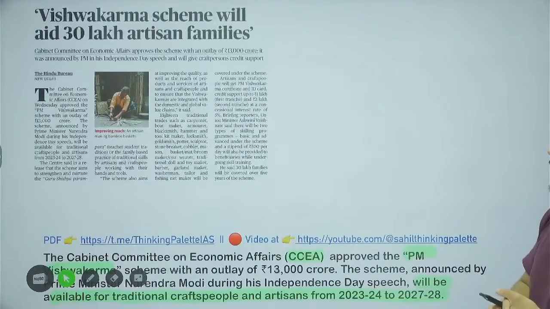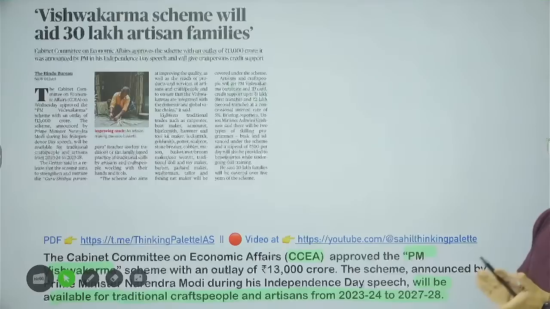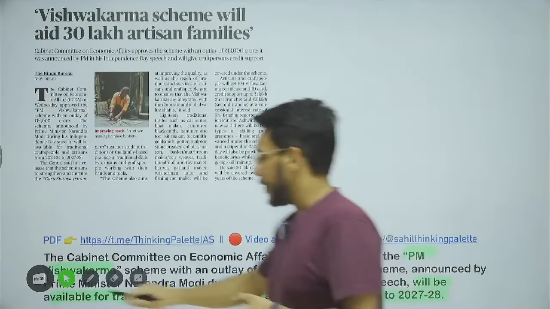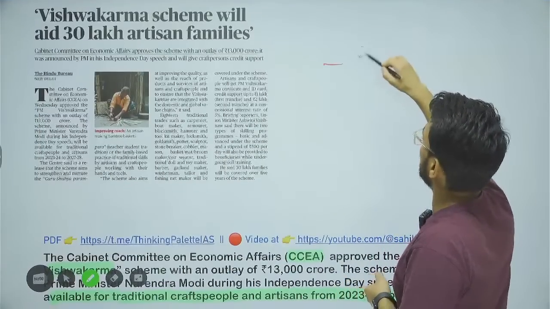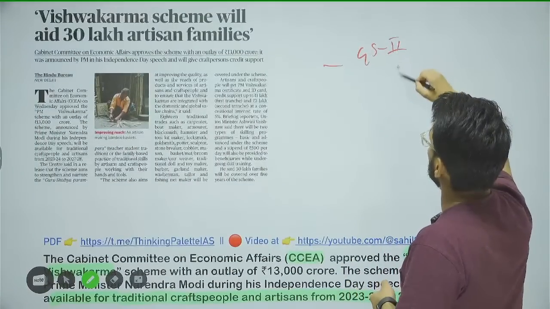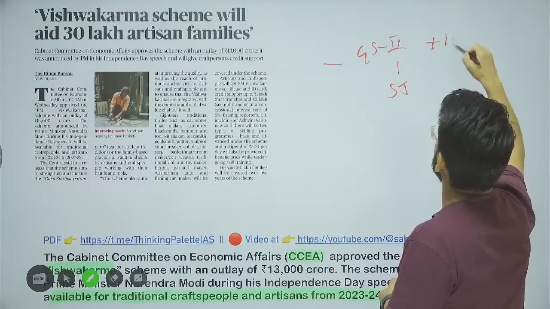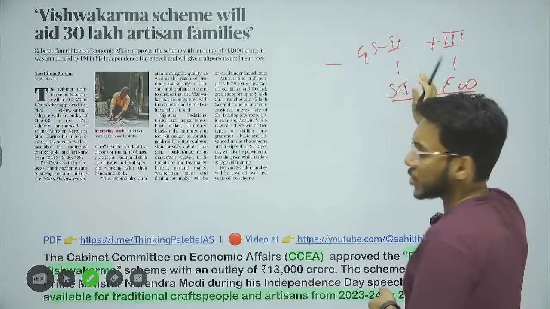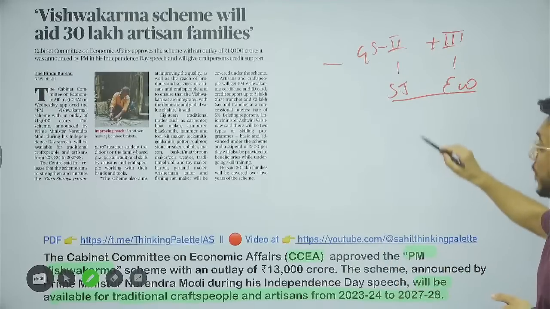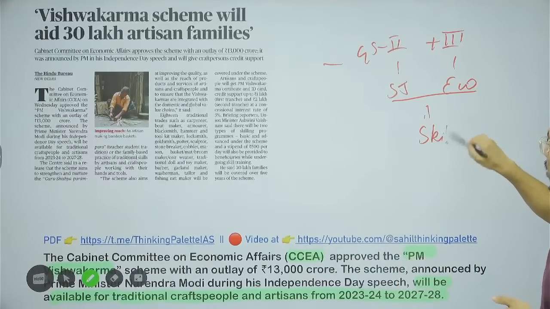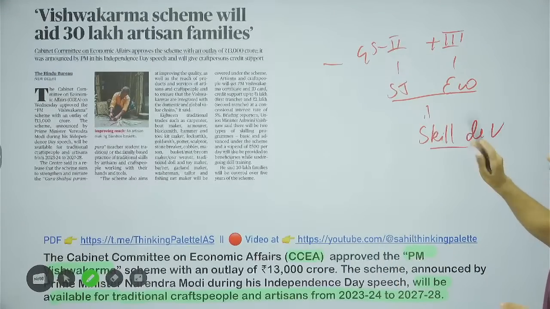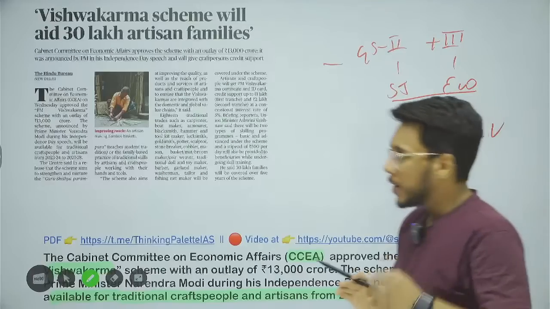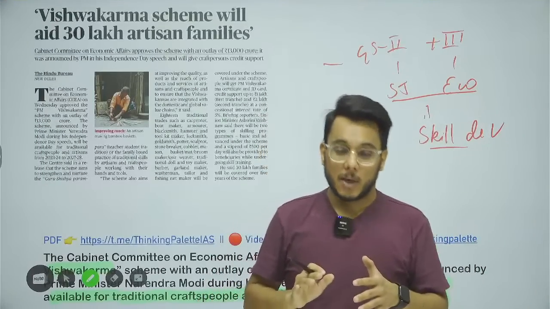Vishwakarma scheme will aid 30 lakh artisan families. Now, we'll take this article, guys, with respect to GS Paper 2 social justice as well as GS Paper 3 economy. Within social justice and economy, under the topic of skill development, we'll take this article.